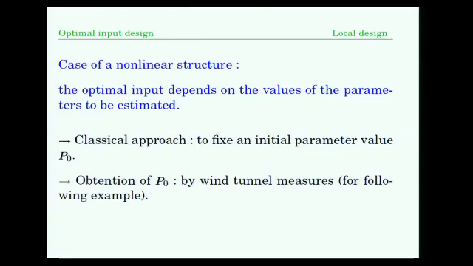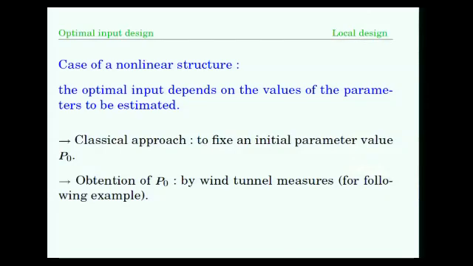Now, the trouble is in the case of a nonlinear structure, which is my case, the optimal input depends on the values of the parameters to be estimated. Thus, a classical approach consists in fixing an initial parameter value, noted here P0. For the following example, this initial value can be obtained by wind tunnel measures.